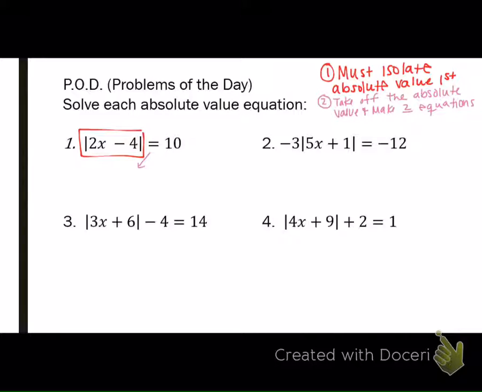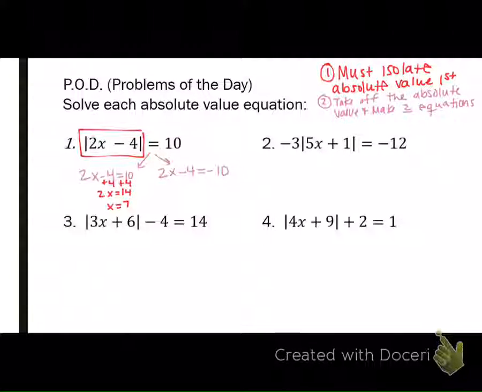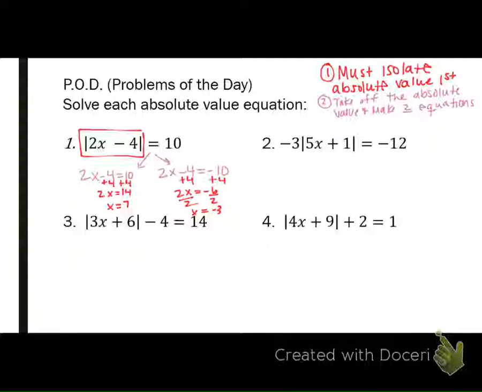So we split into two equations, and we get 2x minus 4 equals 10, and 2x minus 4 equals negative 10. So x equals 7 and negative 3. I'm going to do the check off to the side here if you want to write this down. I'm going to do it on the whiteboard over here.